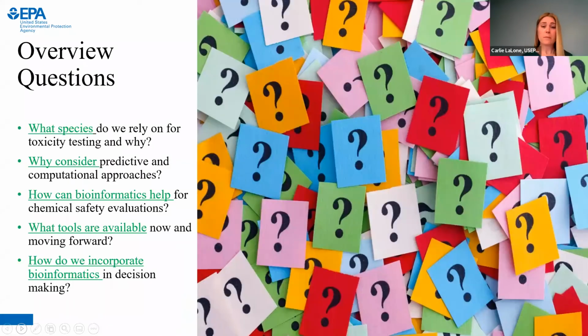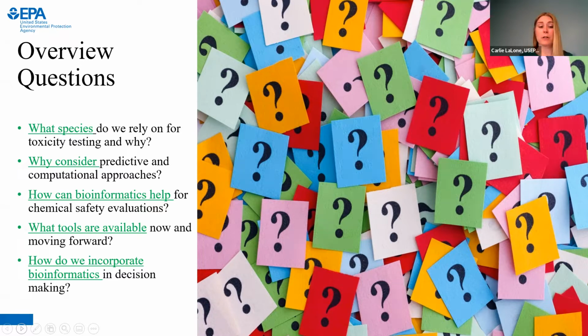And so this is just an overview of what I'll talk about today. So we want to just talk a little bit about what species we rely upon for toxicity testing and why. We'll talk about the consideration of predictive and computational approaches, and why we might want to start thinking about utilization of those, as well as how bioinformatics might be able to help in chemical safety evaluations, particularly thinking about protection of the diversity of species in the environment.